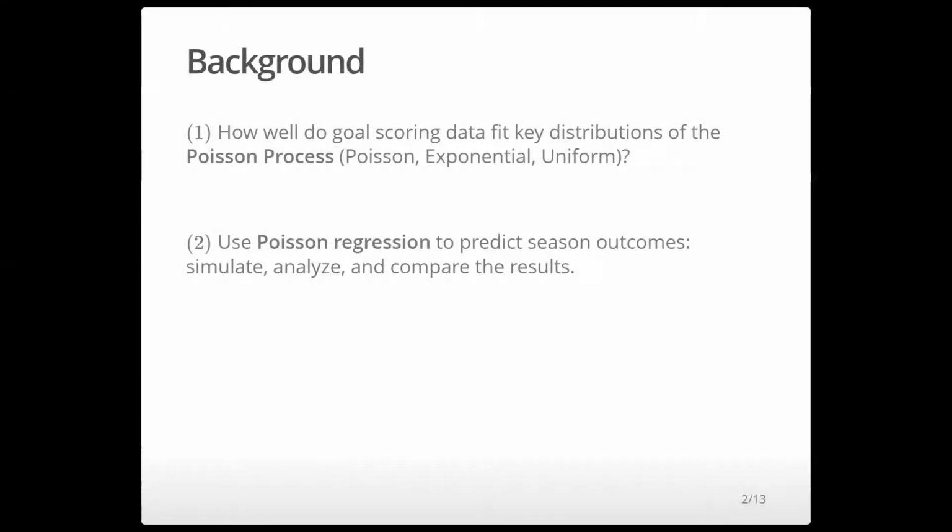So first, some background on what we're trying to do here. This project consists of two big ideas. The first one was to determine the consistency between properties of goal scoring in the Premier League and key distributions of the Poisson process. They are the Poisson distribution, the exponential distribution, and the uniform distribution. And our second goal was to utilize the method of Poisson regression to predict outcomes for a Premier League season. And this involves some simulations as well as analyses and comparisons of various soccer metrics.